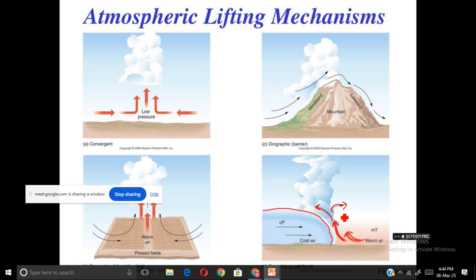As I said, initially we need to give some external energy through some lifting mechanism. The air parcels are lifted till the lifting condensation level, and above the lifting condensation level, condensation will start occurring. It will eventually reach the level of free convection, and above the level of free convection, the parcel can rise on its own.